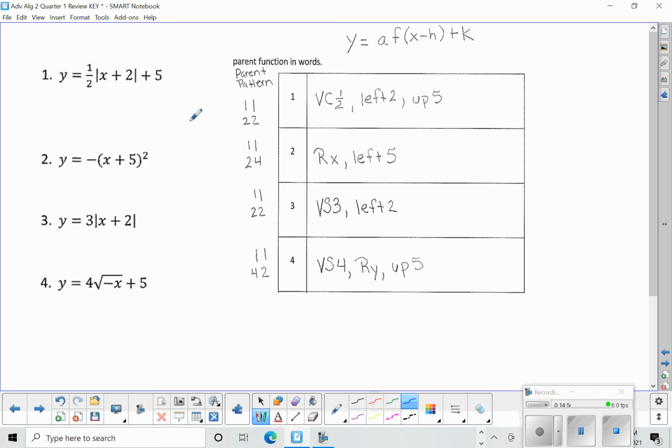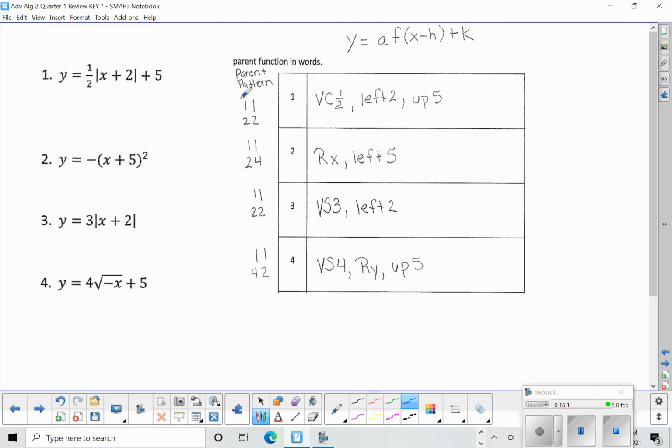Here, I've also listed the parent pattern for each one of these functions, just so you keep seeing it over and over and over. This is a step function. Oops, I'm sorry, this is not a step function. This is absolute value. My eyesight, sorry about that. This is an absolute value.